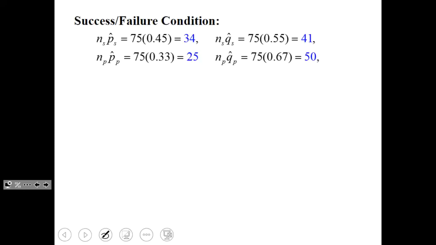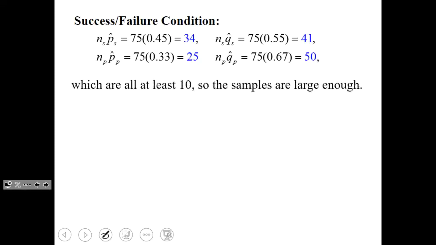Now I go to Purdue brand, 75 times 33% contamination, I have 25 contaminated packages. And that tells me I must have had 50 non-contaminated packages. All of those numbers are greater than 10, so the sample is large enough.